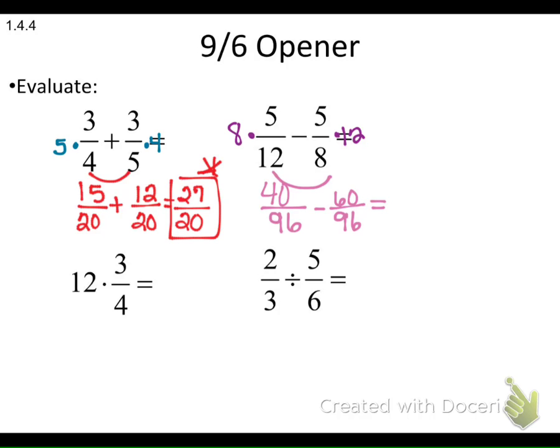Now, just looking at this, when I subtract 40 minus 60, what kind of answer am I going to have? When I take 40 minus 60, what kind of answer am I going to have? A negative 20 over?